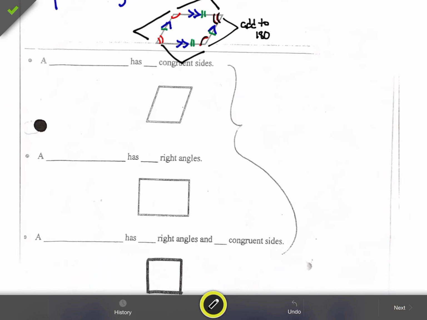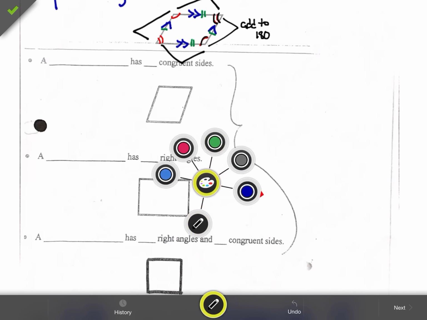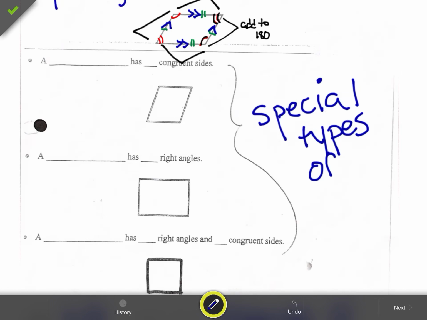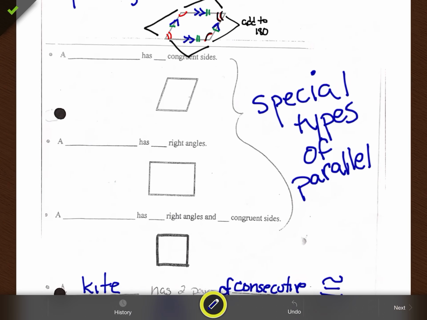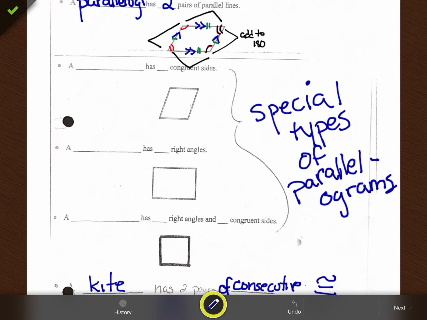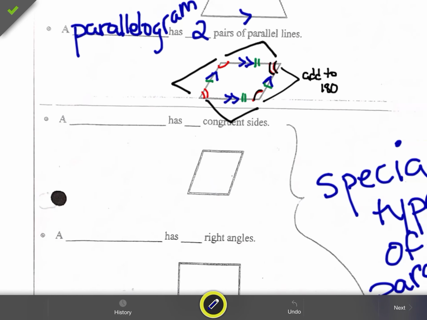Now, there are special types of parallelograms. Okay, so right here, write special types of parallelograms. And again, we talked about them a little yesterday. They have their own unique properties. And again, we ran out of room, so we got a dash there. So the first one that we're going to talk about is a rhombus.